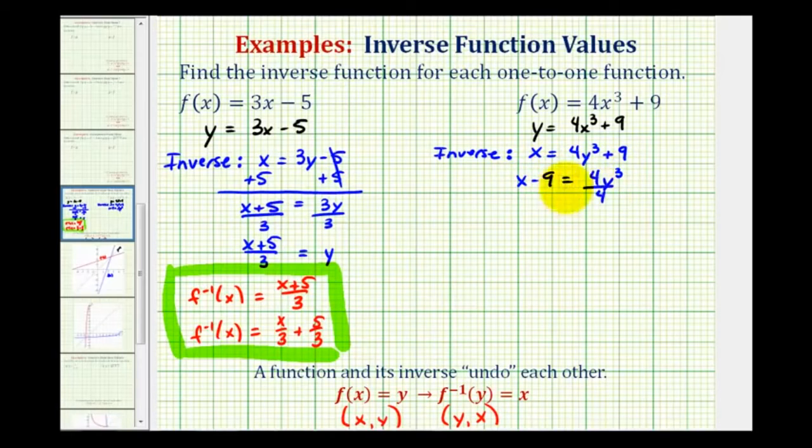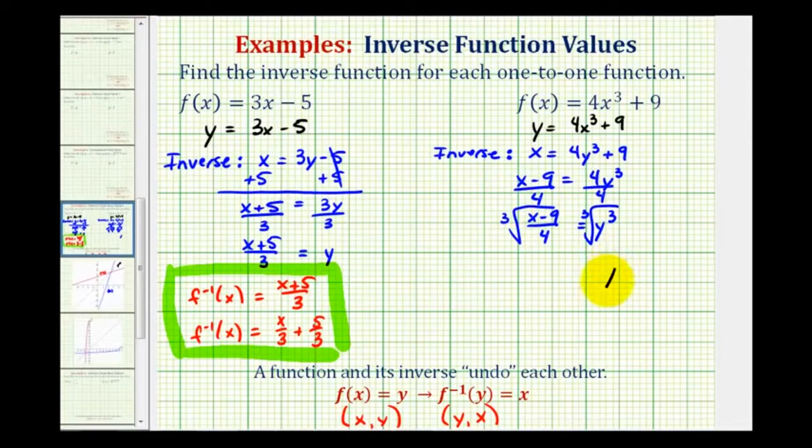Divide both sides by 4. So we have y cubed equals the quantity x minus 9 divided by 4. And now to undo this cube, we will cube root both sides of the equation. So on the right side we now have y. On the left side we'd have the cube root of the numerator all over the cube root of 4.